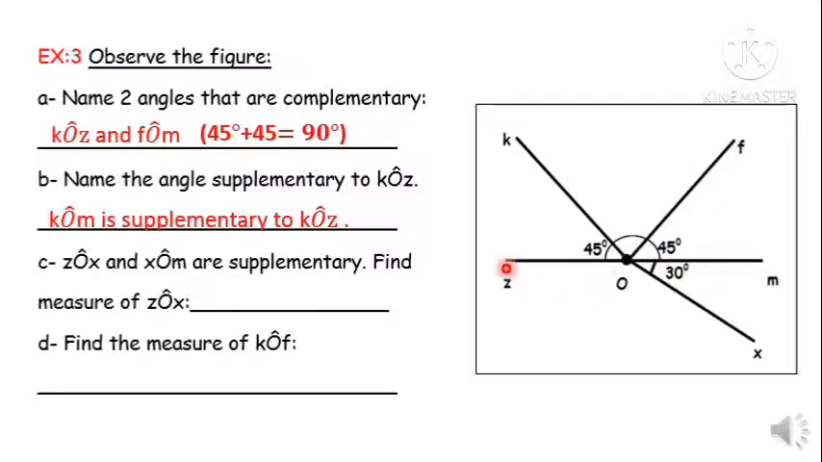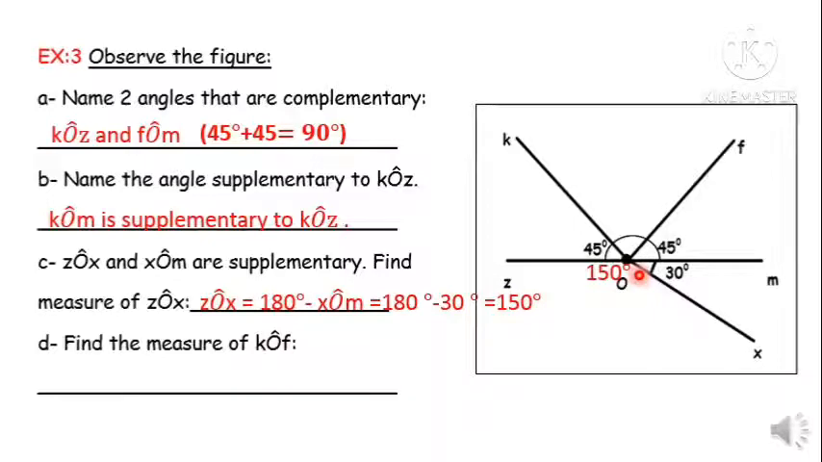ZOX and XOM are supplementary angles. Find the measure of ZOX. This one, they are together 180 degrees, and this one is 30. How to find this one? So 180 minus 30 gives me 150 degrees. So ZOX is 150 degrees, this one.